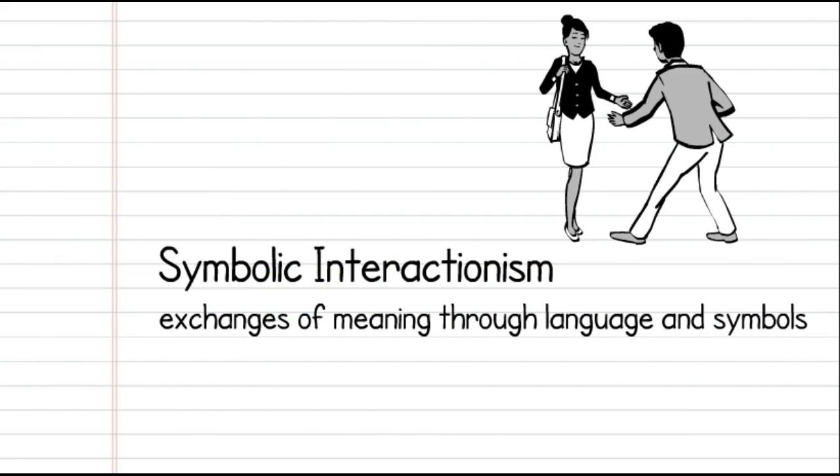Symbolic interactionism focuses on the relationships among individuals within a society, focusing on the exchanges of meaning through language and symbols. This approach will look to how you and I interact, our behaviors and communications, verbal and non-verbal, and the consequences of those interactions, which result in social patterns.